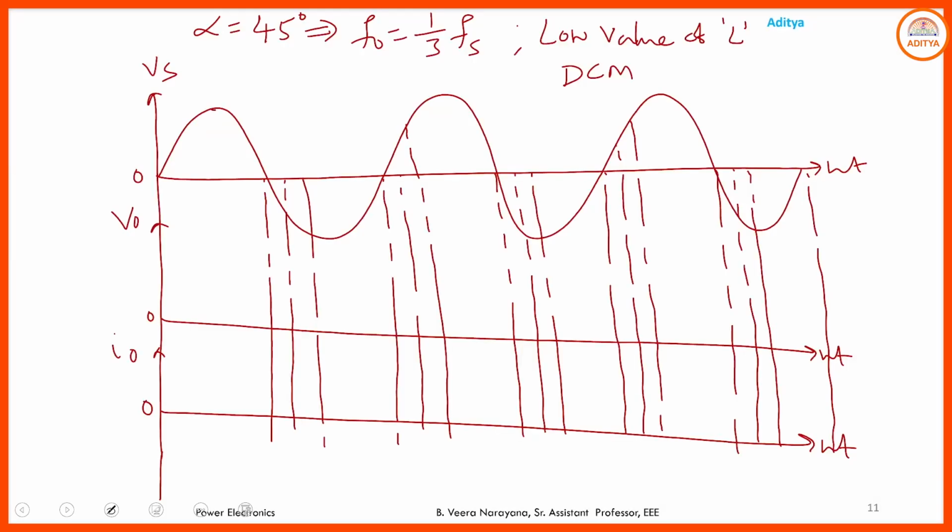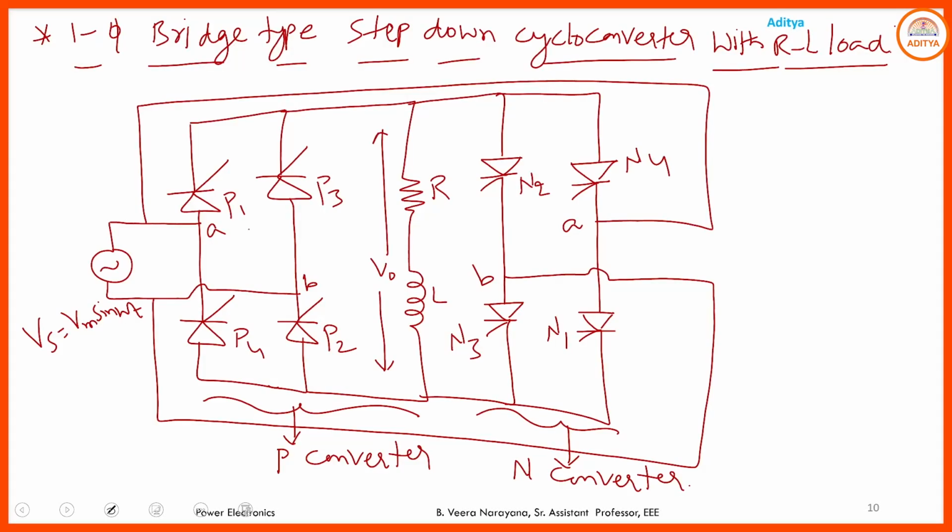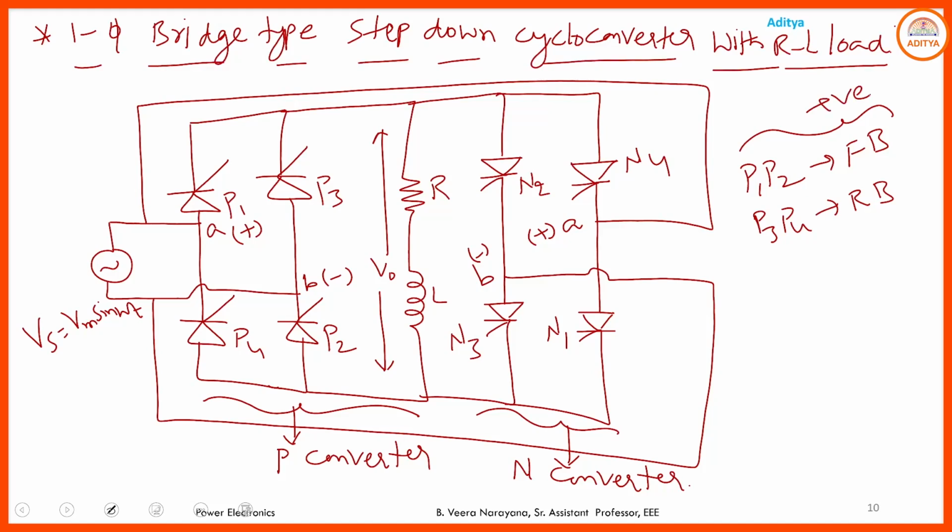So coming to this operation, during the positive half cycle of the supply, terminal A is positive and B is negative. Corresponding to that, P1, P2 are in forward bias and P3, P4 are in reverse bias. In the P converter, during the positive half cycle of the supply, P1, P2 are in forward bias and P3, P4 are in reverse bias.